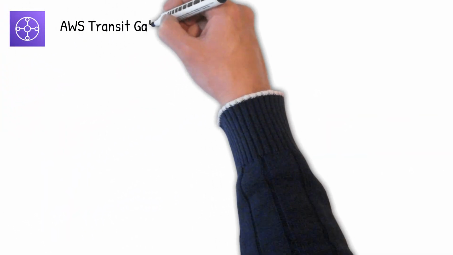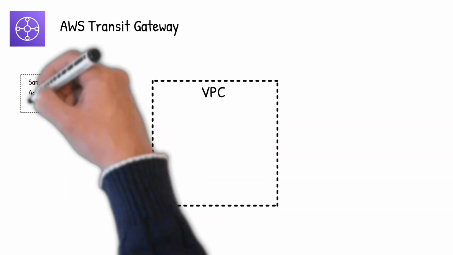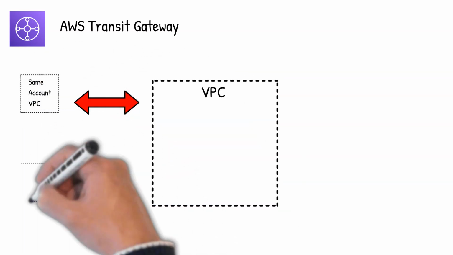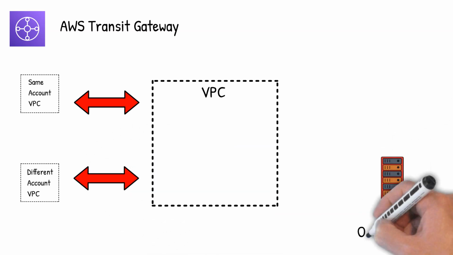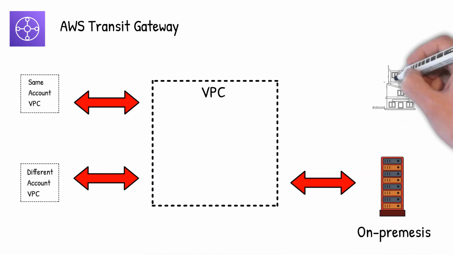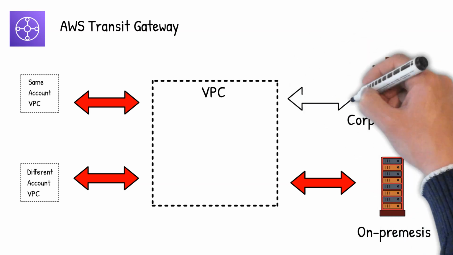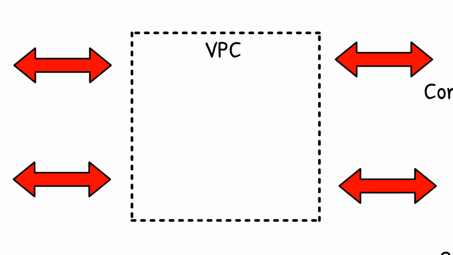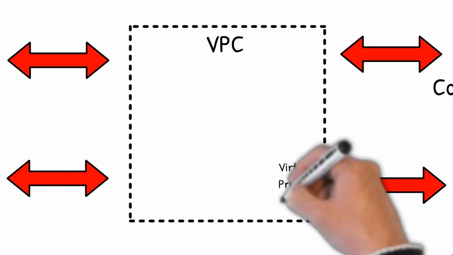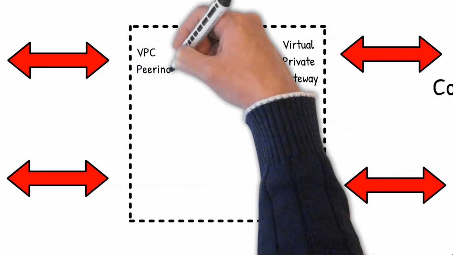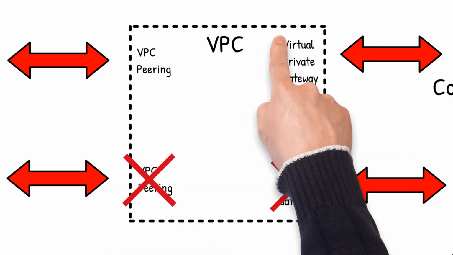AWS Transit Gateway. If you need to connect multiple VPCs and provide access to your VPC via on-prem environments and corporate office networks, it will be very cumbersome to manage each of those connections separately by establishing virtual private gateways or VPC peering connections.